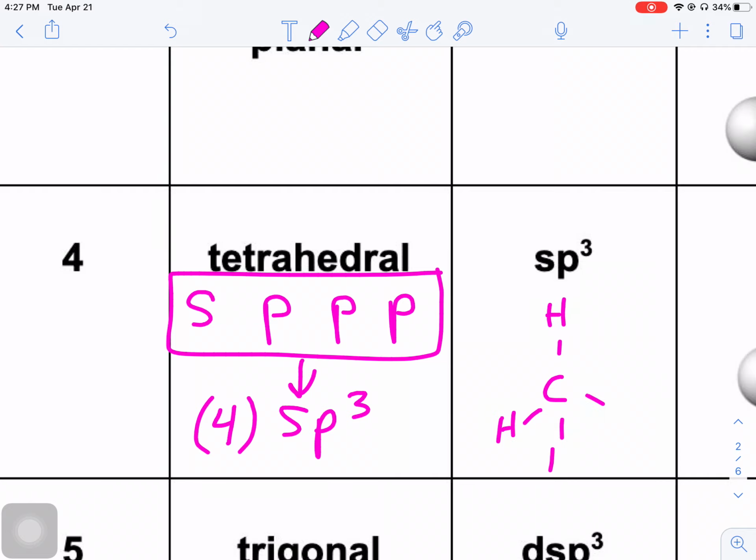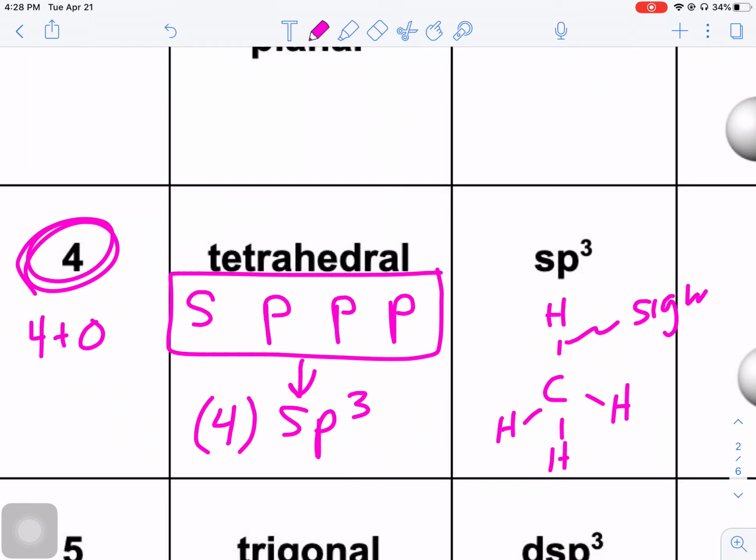So if you look at the case of methane, carbon has four neighbors, okay? So carbon has four neighbors. Carbon has zero unshared pairs, so carbon has four effective pairs, okay? Carbon has four single bonds. So each one of those bonds is a sigma bond. All four of those bonds are identical. And in the case of methane, none of those bonds are pi bonds, okay?